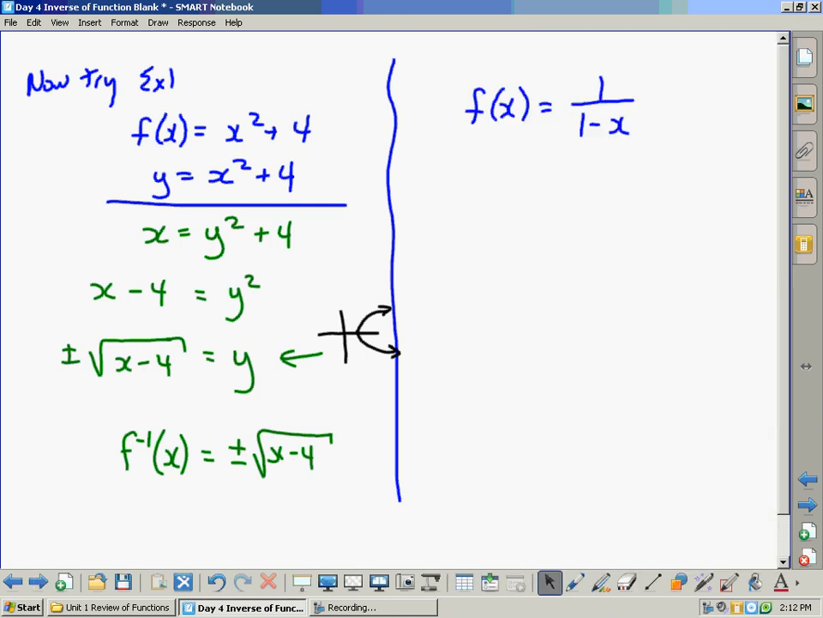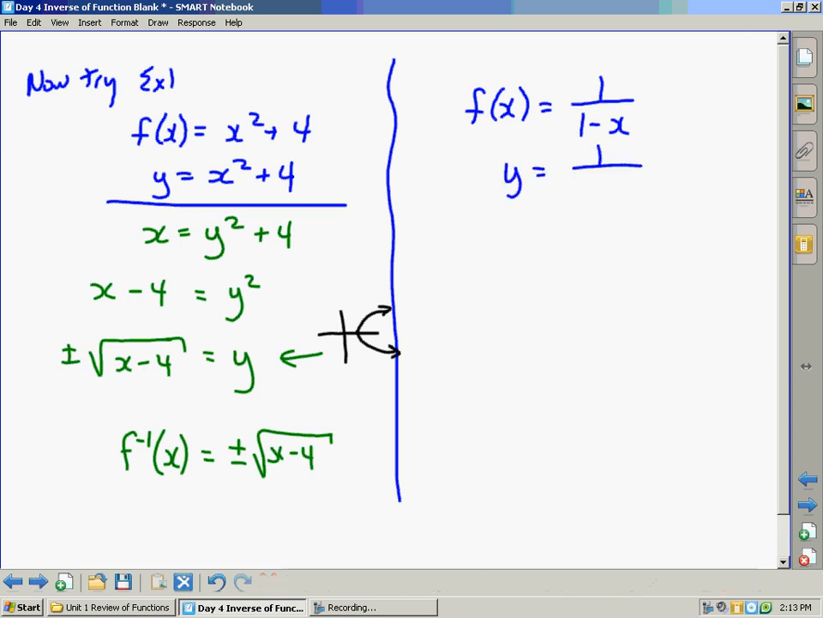We'll do another example here. Different function then. This function is f at x equals 1 over 1 minus x. So this is a rational function. Let's try the algebraic steps for this to get the inverse.